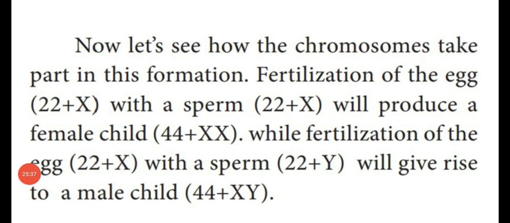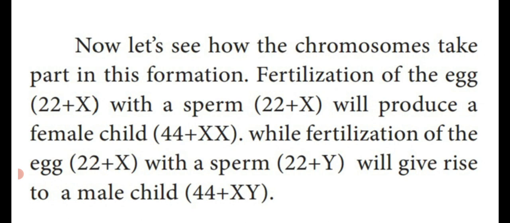Dear students, see the paragraph. What is all given in the diagrammatic representation? It's given in points. Fertilization, that means fusion of egg and sperm. Egg means what? 22 pairs plus XX chromosome. With a sperm, that is male gamete, 22 plus X and Y. X and Y, isn't it?